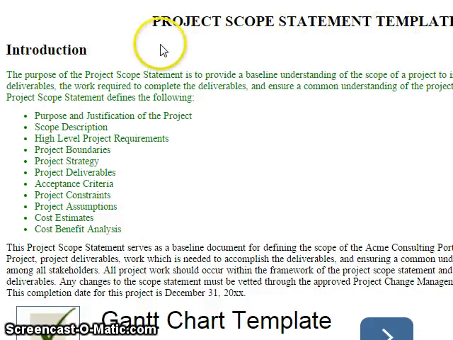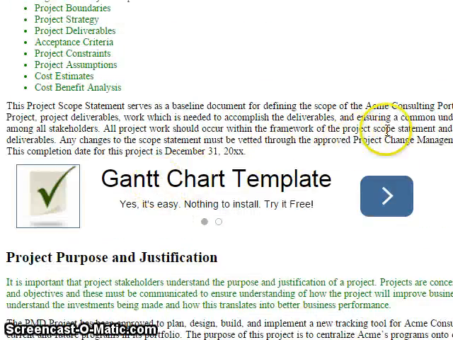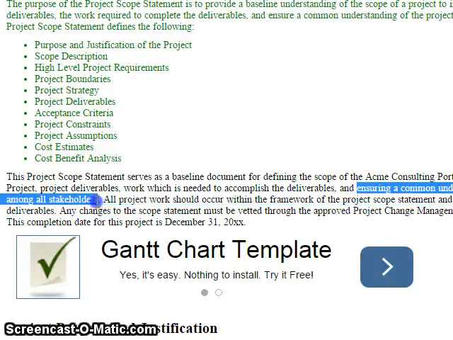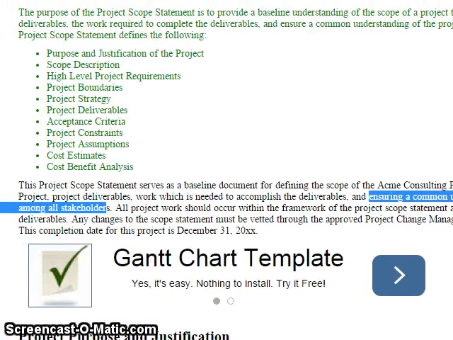So project statement is for whom and why. Let's see why. It is for, as I was reading here, a common... I mean, the main important idea about a project statement is to ensure a common understanding of the project scope among all the stakeholders.